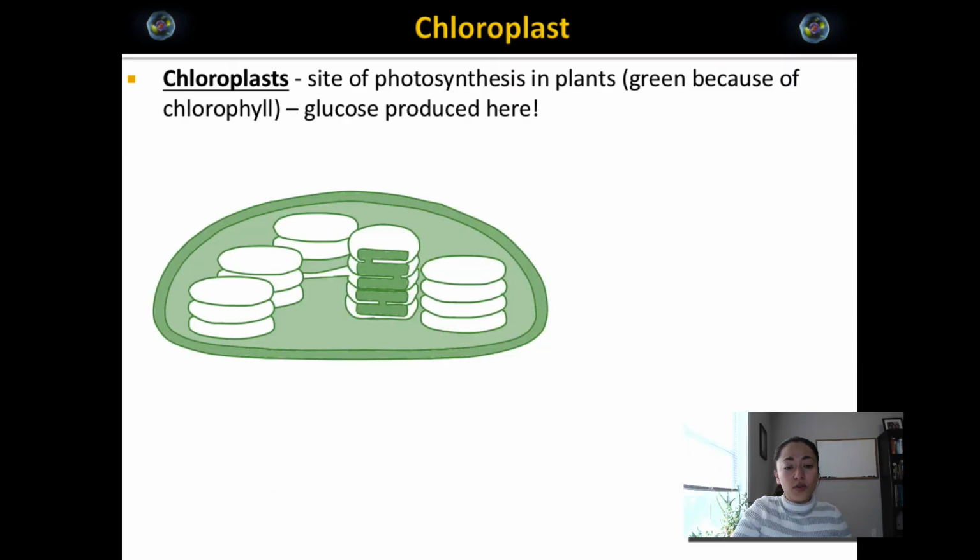If we look inside the chloroplast, it looks different than the mitochondria in that there's actually little sacs stacked on top of each other within the chloroplast. The purpose of these sacs is to increase the surface area for photosynthesis to occur.